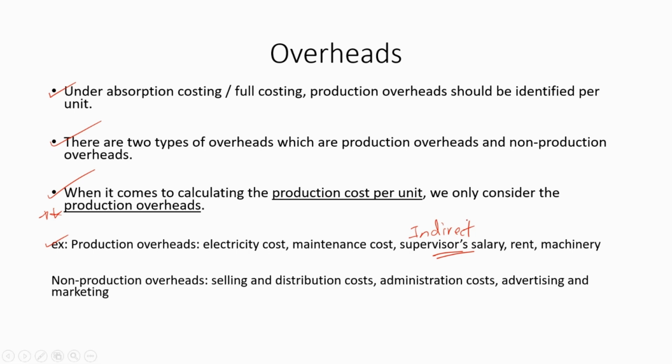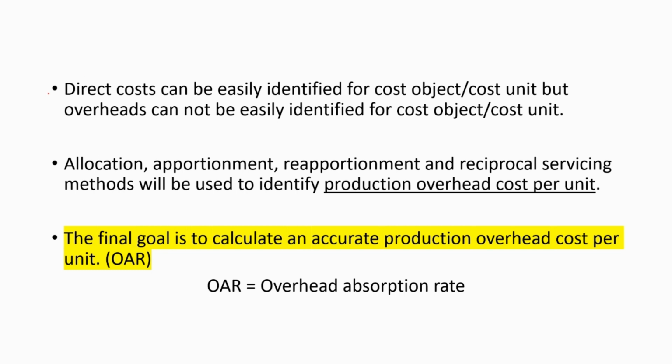This is an overhead. For non-production overheads: selling and distribution costs, administration costs, advertising and marketing costs. These are just a few examples. Direct costs can be easily identified for a cost object or for a cost unit, but overheads cannot be easily identified for a cost object or for a cost unit. We know this already. That is why we call these costs overheads or indirect costs.